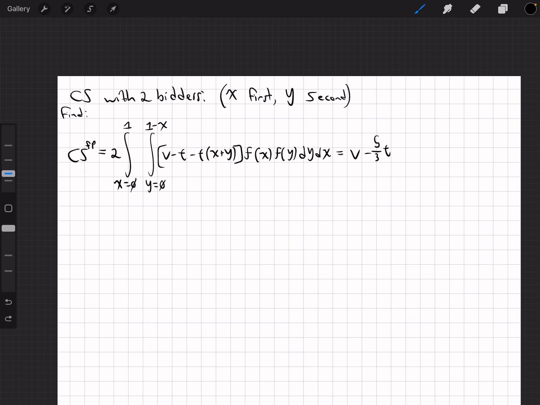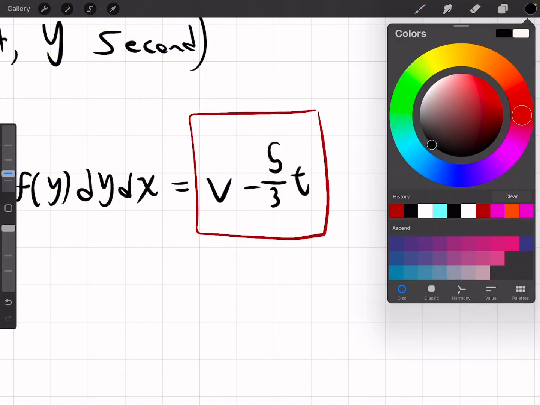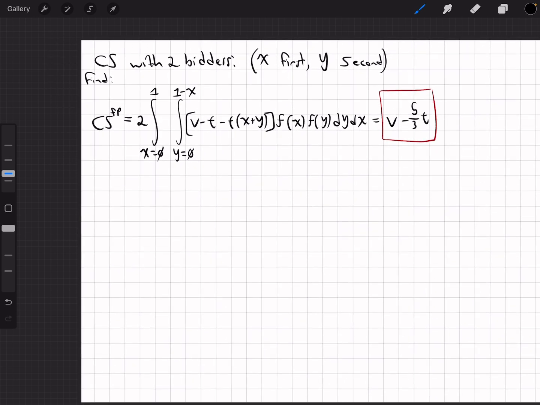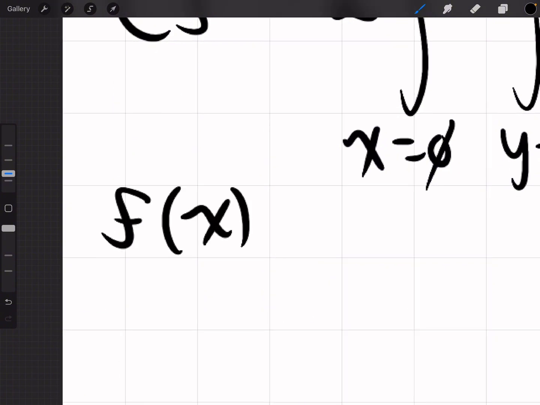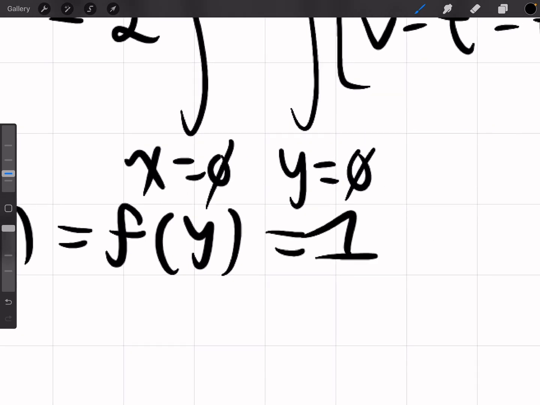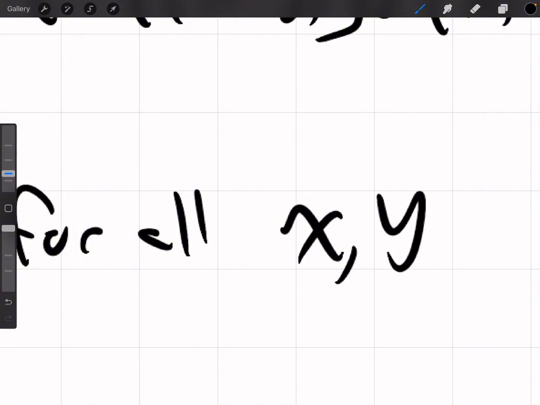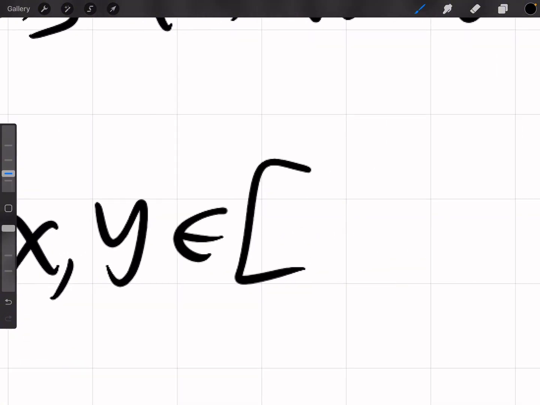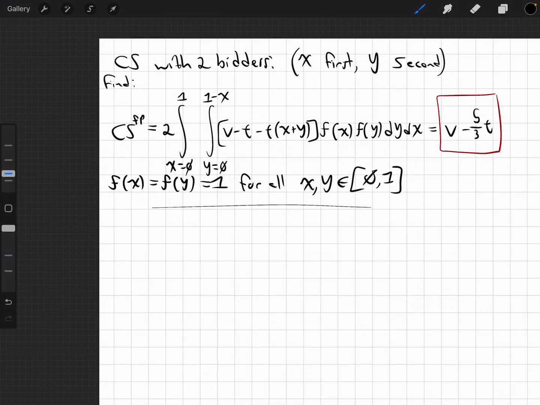So the first thing is there's an assumption that has to be made to get to this right here. There's an assumption that has to be made, and this was the question that was kind of being asked. And it's, we assume that f of x is equal to f of y, which is equal to 1 for all x and y in 0 to 1. So that's the assumption that we make.